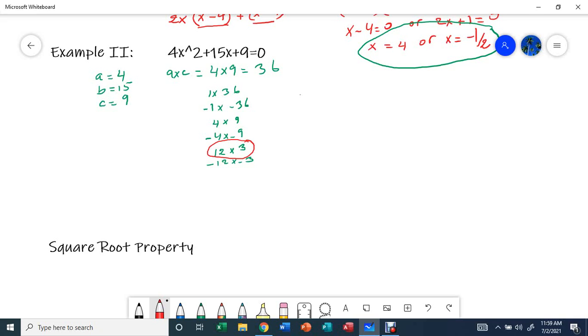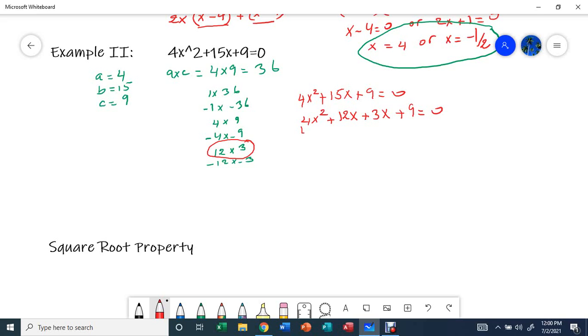So 4x squared plus 15x plus 9 equals 0. So 4x squared plus 12x. So I'm breaking down the b term, plus 3x plus 9 equals 0.